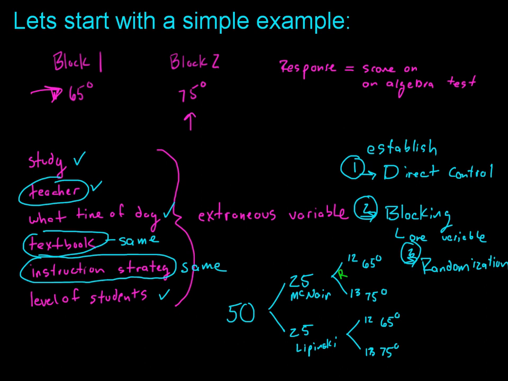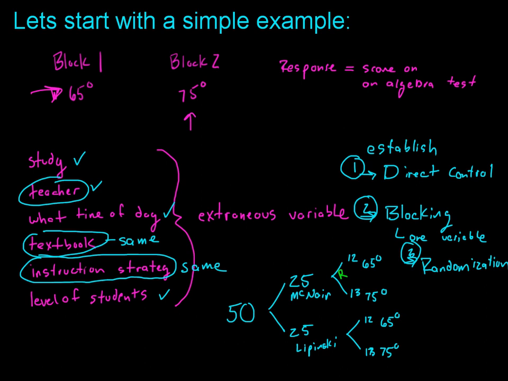Same thing with what time of day they take the test. Some kids take the test in the morning, some kids take the test in the evening or in the afternoon. So we would allow randomization to put some morning kids and some afternoon kids into Mr. McNair's 65-degree room and some morning kids and some afternoon kids into Mr. McNair's 75-degree room. That way they're getting a nice even split here.